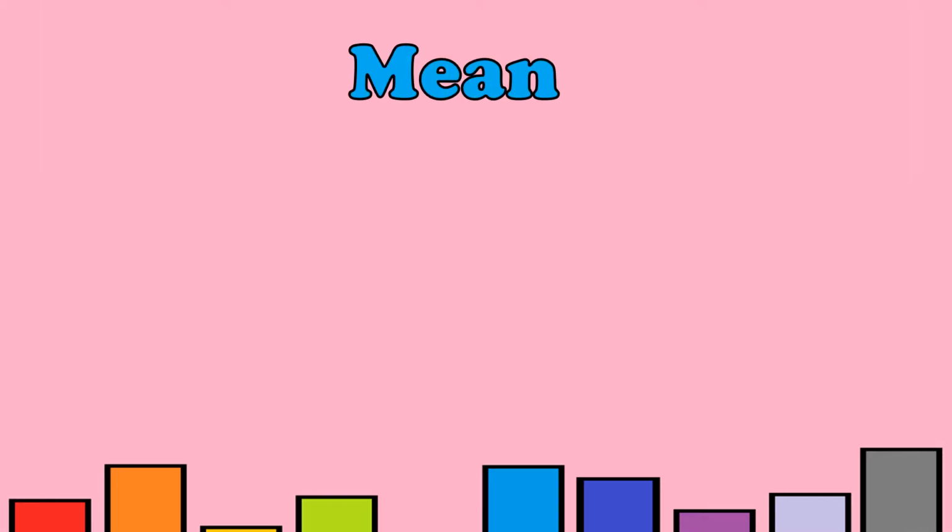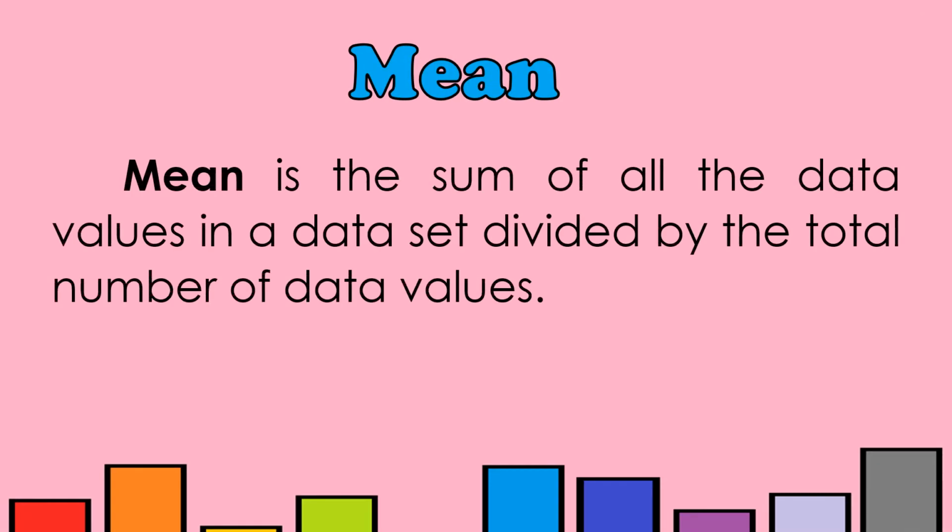Okay, so let's have the mean for the ungrouped data. When we say mean, it's the sum of all data values in a dataset divided by the total number of data values. As I said earlier, mean is the most familiar to you because you use it literally in your daily lives, since it's often called the average.